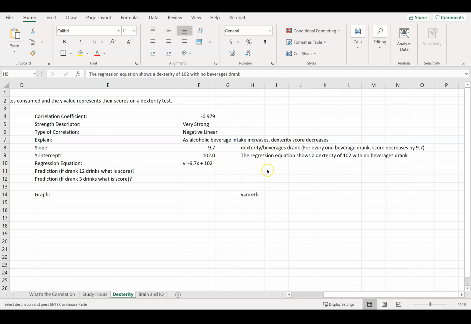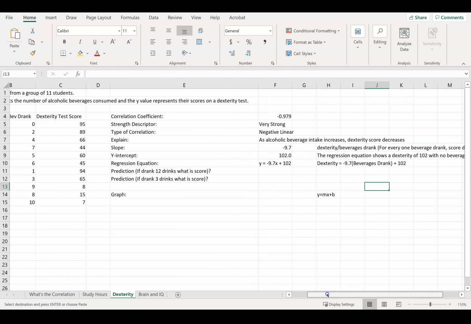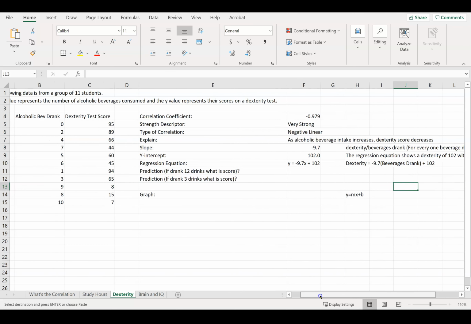And what does our regression formula mean here? Let me space it out a little bit. It means that our dexterity is negative 9.7 times our beverages drank plus 102. So I'll write that more clearly for you. Dexterity, negative 9.7 multiplied by whatever beverages drank plus 102. All of this will make a little more sense in a second.